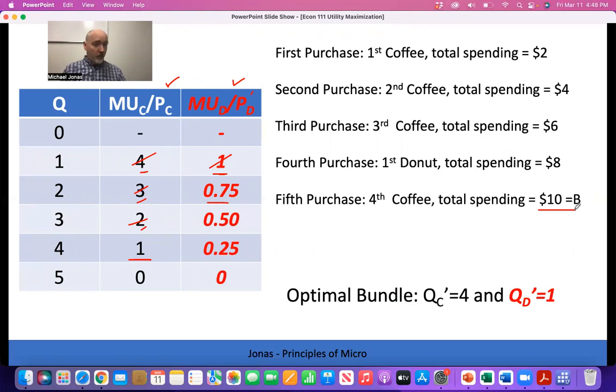It used to be 4 cups of coffee and 2 donuts. Now it's 4 cups of coffee and 1 donut. So, just because of the numbers we chose, not a wild substitution going on here, but what we see is a reduction in consumption at the optimal bundle in reaction to that price change, in this case, the price increase.